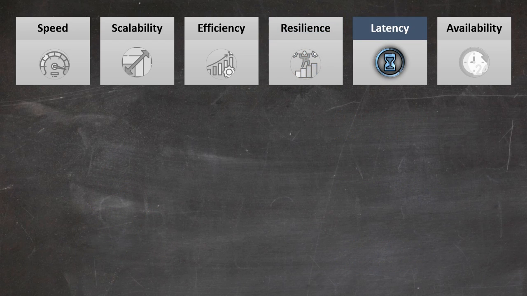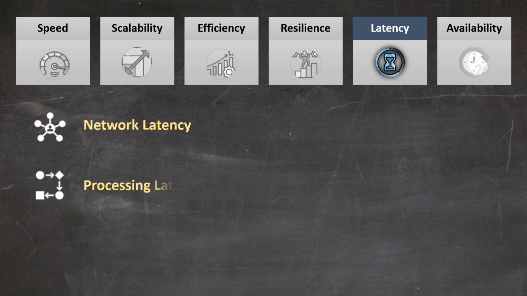Let's move on and talk about latency in microservices. Think of latency as the delay between asking for something and getting it. There are several types of latency we need to consider. Network latency. This is like the travel time for data. Imagine sending a letter. How long does it take to reach its destination? That's network latency.